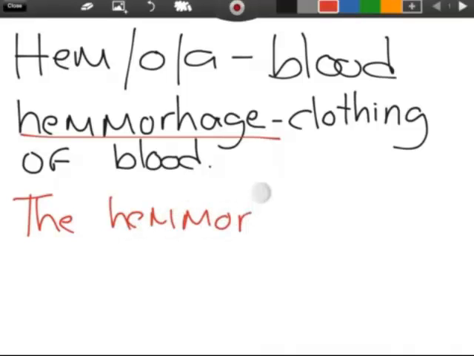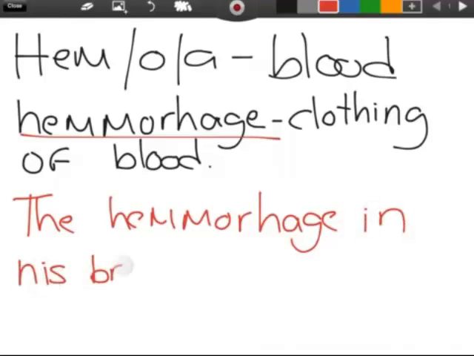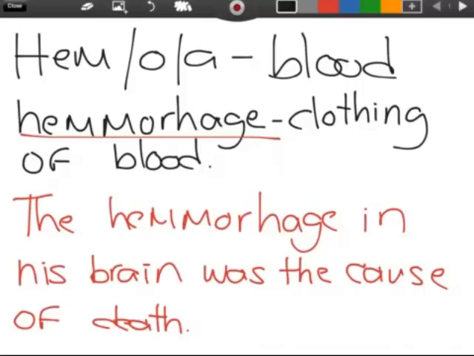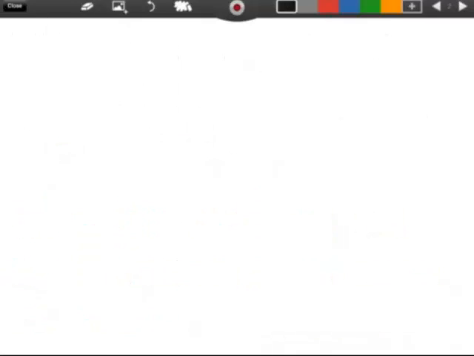The hemorrhage in his brain was the cause of that. Right. Let's move on to our next root.